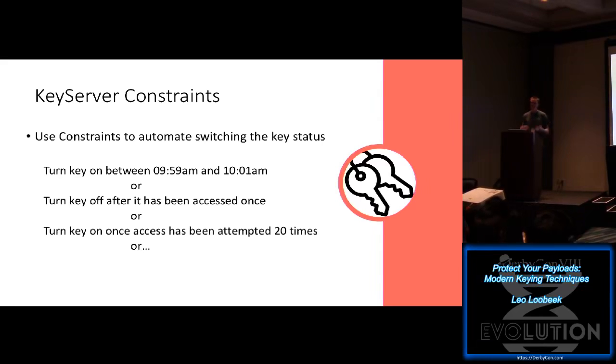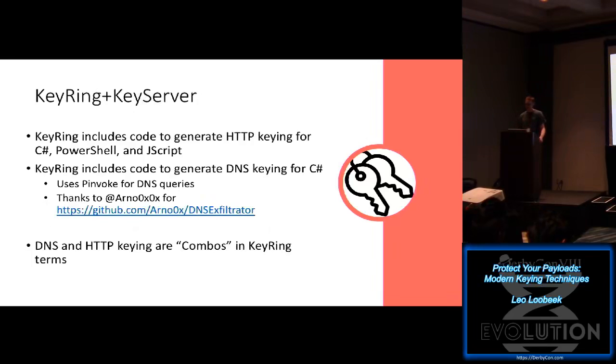Or let's say you had persistence in an auto run key. After it's been accessed once for the day, let's just automatically turn it off, and any other request that comes in the rest of the day, we're going to know about. Or you can automate that sandbox bypassing behavior by saying, hey, let's wait till the key's been attempted 20 times, and then we'll go ahead and turn it on.